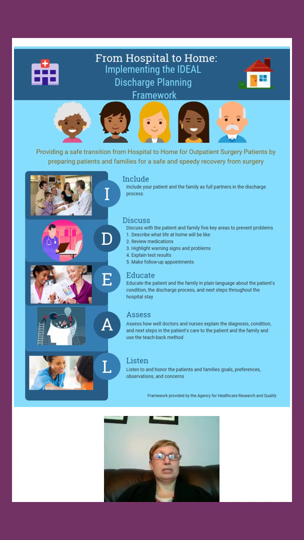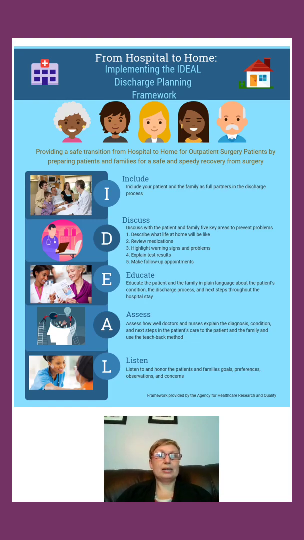Next, we will discuss with the patient and the family 5 key areas to prevent problems at home. We'll describe what life at home will be like, including the home environment, support needed, what the patient can or cannot eat, and activities to do or avoid. We'll review medications using a reconciled medication list to discuss the purpose of each medication, how much to take, when to take it, and its potential side effects.